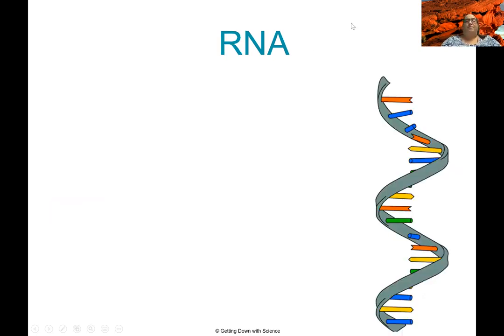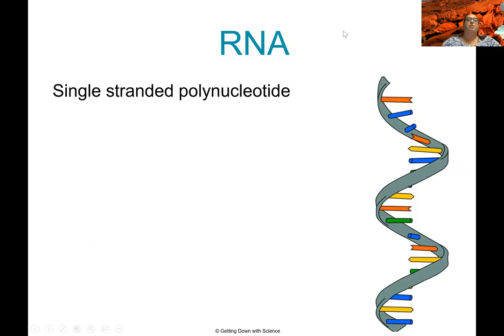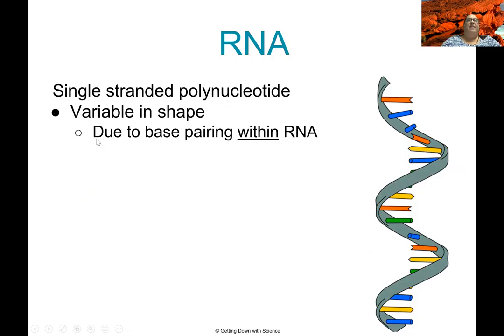Then with RNA, RNA is a single-stranded polynucleotide, so we only have 1 strand of nucleotides here. They're going to be much more variable in shape because we're not having to interact the 2 molecules. And that variation is due to base pairing within the RNA. So a cytosine within the RNA can attract to a guanine in that same RNA molecule. So they can actually connect with each other while they're not being read or used.